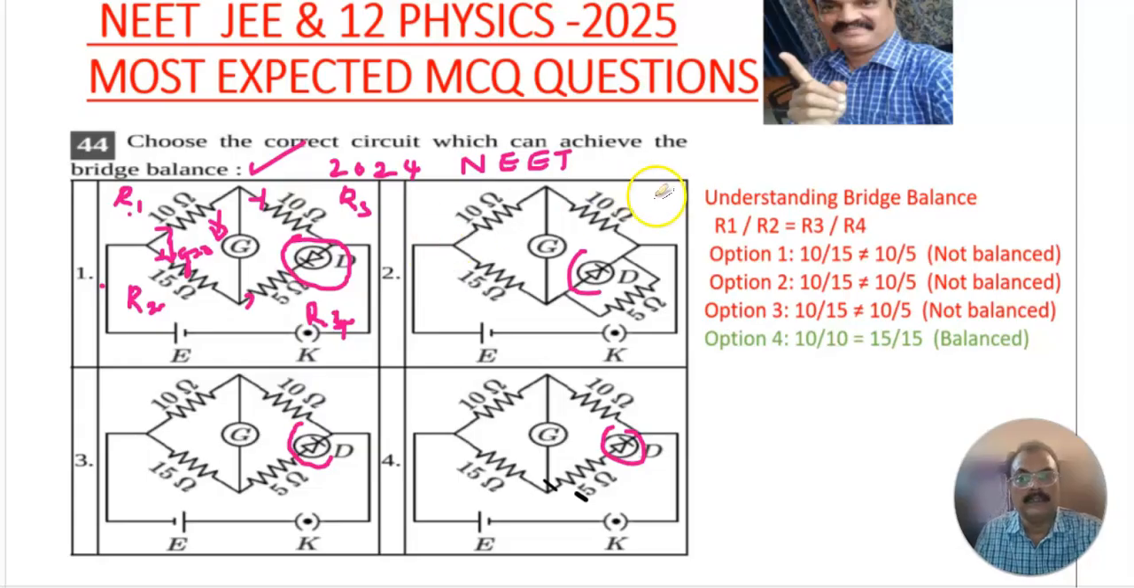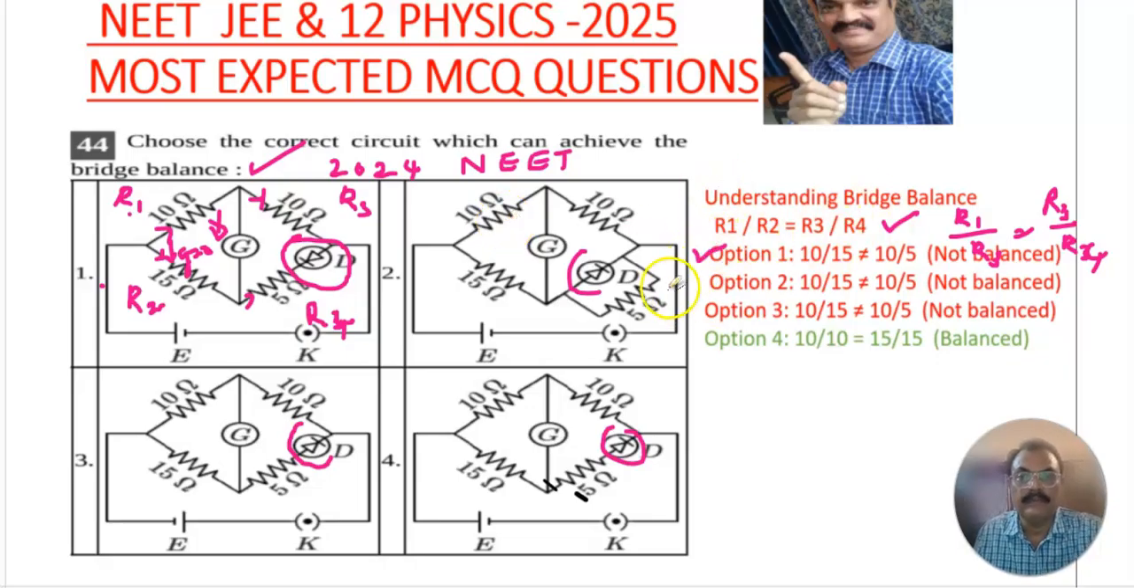Let us apply our Wheatstone bridge balance condition. What is a balance condition? When the current is 0 in the galvanometer, the ratios of their arms of resistances are equal. So that means R1 by R2 is equal to R3 by R4. This also you can write as R1 by R3 also equal to R2 by R4. That is also right, just cross multiplication. Nothing to worry. So now you just apply for the first option.